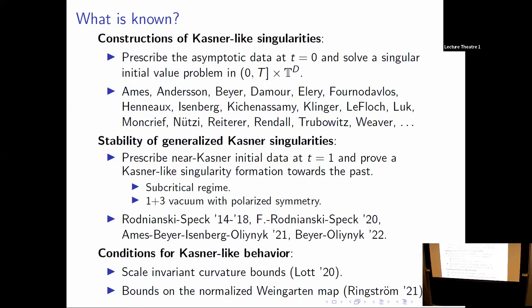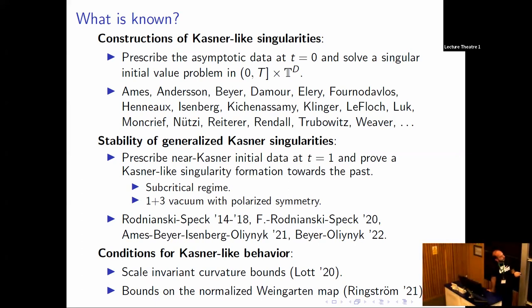All right. And then the other type of results that exist are constructions. So here you prescribe, the way we did it in the heuristic analysis, the Kasner-type singularity, but then you want to solve for a remainder to make it a legitimate actual solution. Of course, this doesn't tell you much about the dynamics, but at least it gives you examples. Okay, and there have been many constructions of Kasner-type singularities.